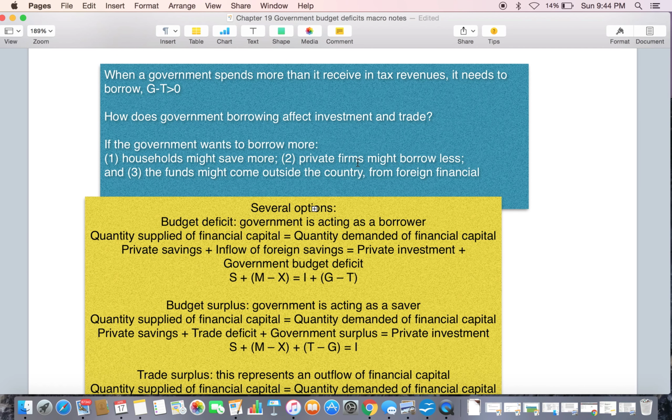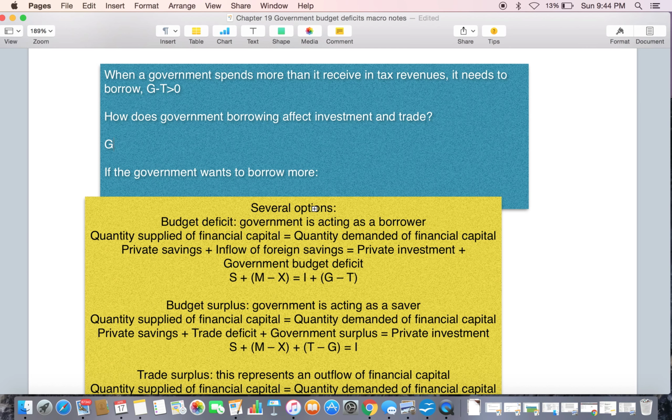One thing to think about is, how does government borrowing affect investment and trade? We know that the government can run a budget deficit so that its expenditures can exceed its tax revenues. But does this have an effect on the total amount of investment or the trade that's done in an economy? So we're still kind of considering our equation. GDP is a function of consumption, investment, government expenditures, and net exports.